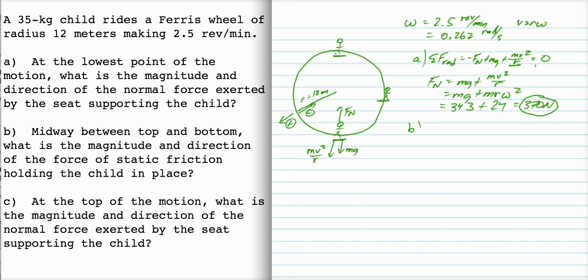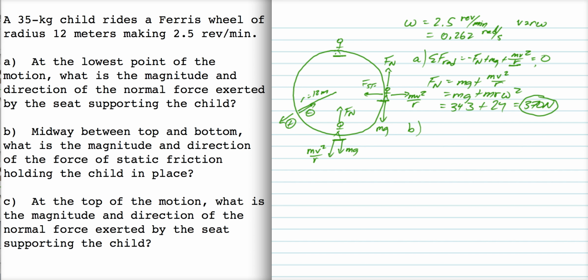Part B asks midway between the top and the bottom, what is the magnitude and direction of the force of static friction? Okay, so let's consider the forces here. So we've got normal force and gravity. And then there's the centrifugal force, which pushes radially outward, and then there has to be some kind of static friction holding the guy in place. And we're not told, it's not a threshold problem.